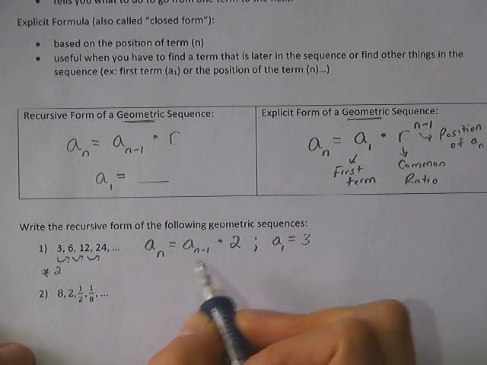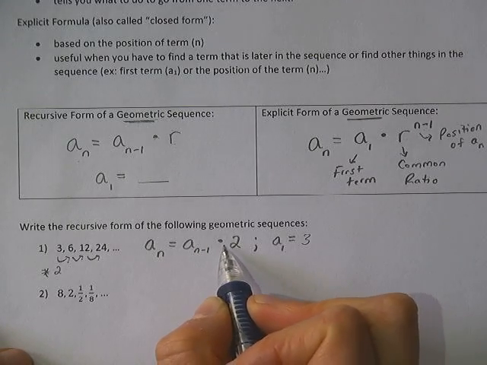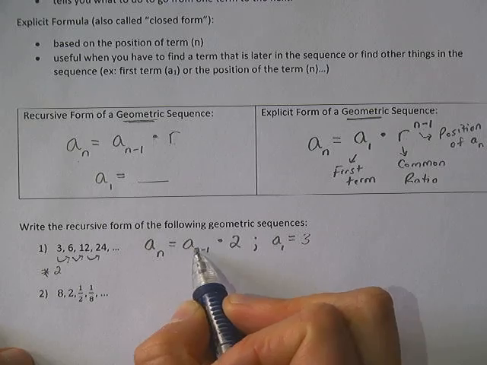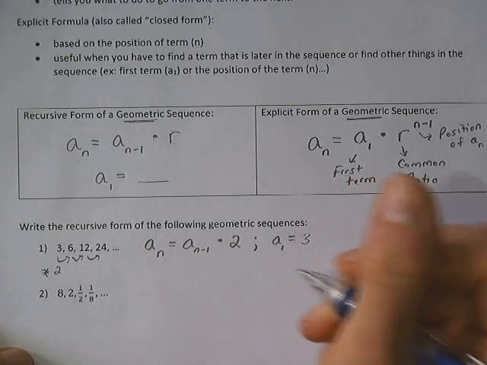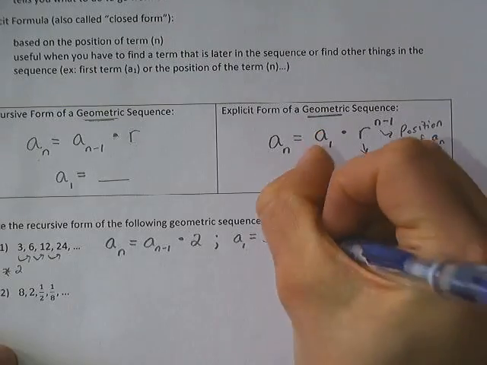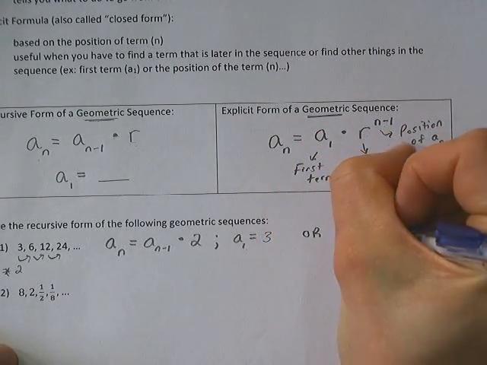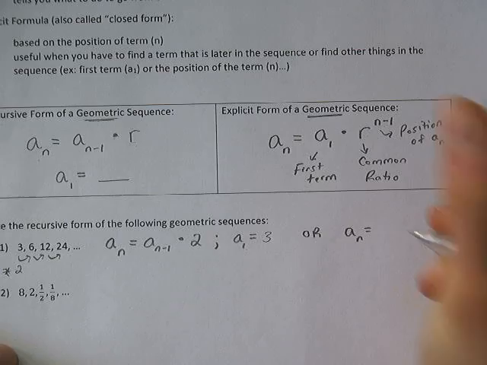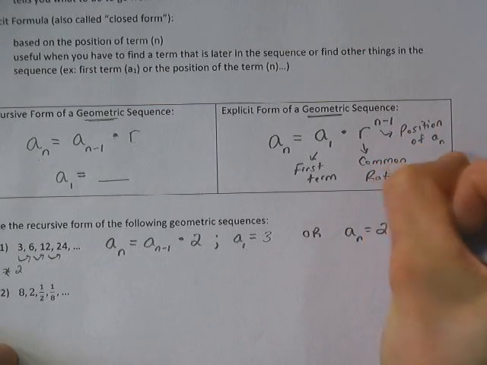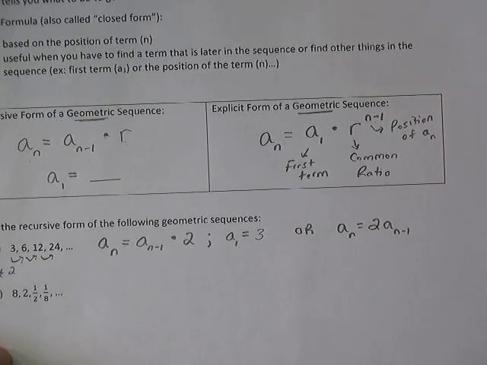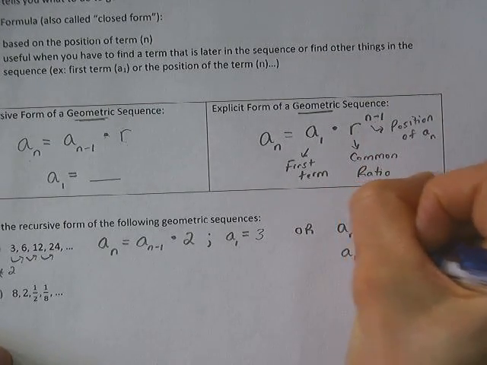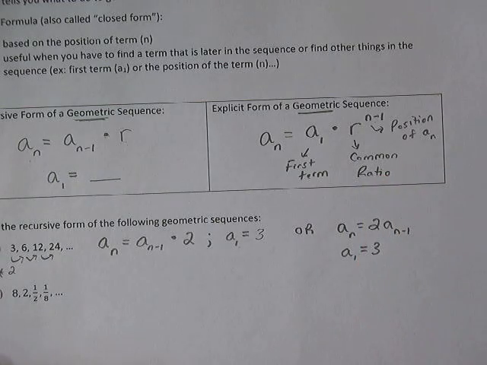Now, another way that you may see this written, because normally if you're taking a variable times a number, they will typically put that number in front. So another way that this could be written, so I'll just put or, is you could see it like this, where they take this 2 and put it in front of the a sub n minus 1. It actually means the same thing. And then again, they have to put what the first term is, and so I'll go ahead and write that over too. All right, so those are two different ways that they could write the recursive form.